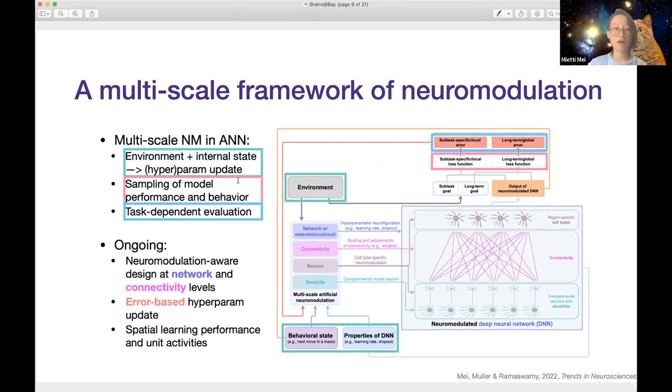So after incorporating all these biological, spatial, and temporal scales, as well as these new proposals regarding sampling of behavior and evaluation of behavior outcome, we wanted to introduce you to some of our ongoing work at the lab about introducing neuromodulation-aware design at the network and connectivity levels, as well as learning or updating all these parameters based on the current error. That's our deviation from the environment.